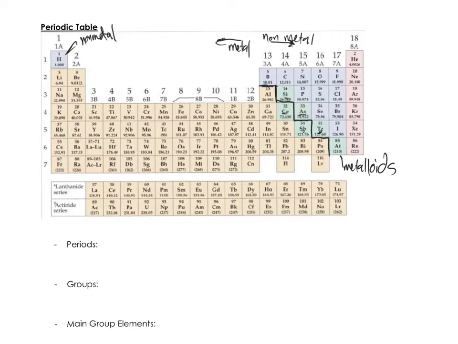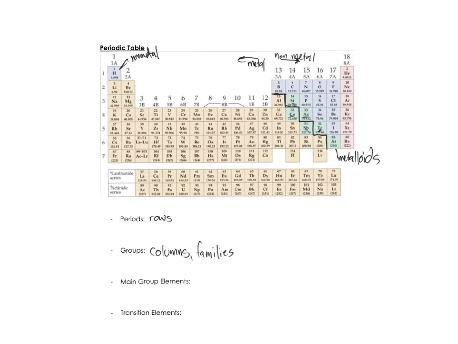We can also break down the periodic table into periods and groups. Periods are rows on the periodic table. Groups are columns. They're also known as families. We break your main group elements into, I'll do it in red, the first two columns and the last six. These are main group elements, also known as group A elements. The stuff in the middle are known as transition metals, or transition elements, or B elements.